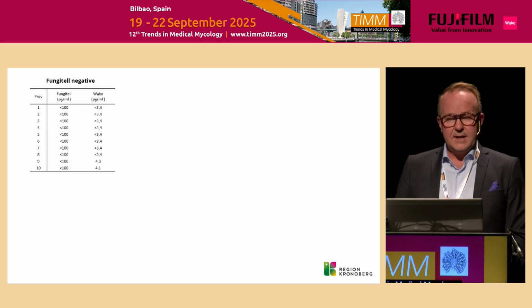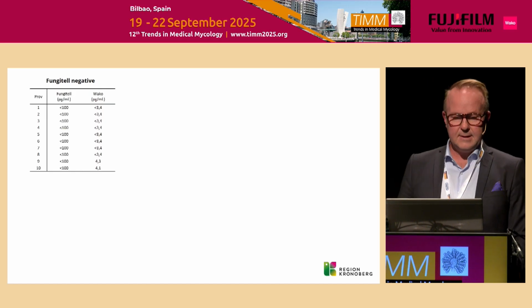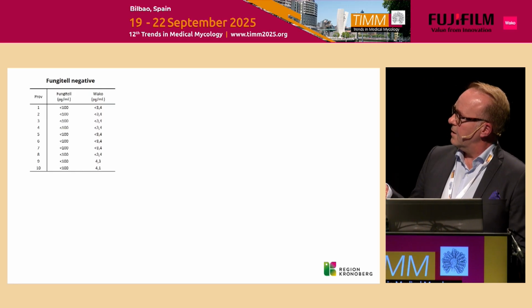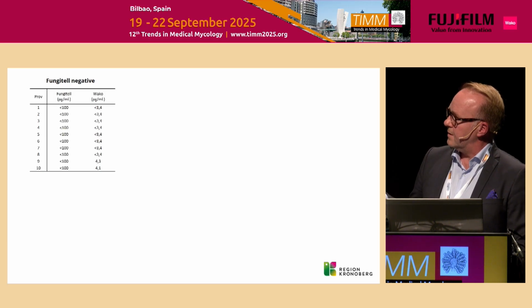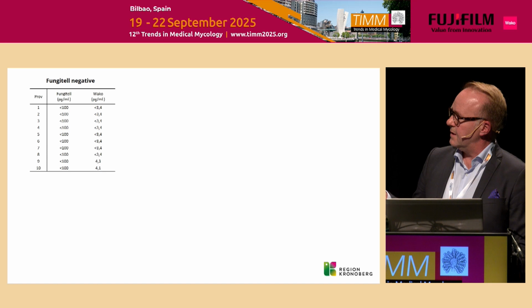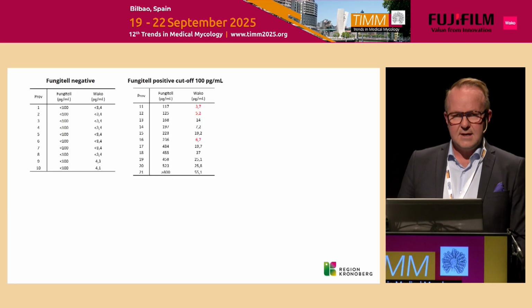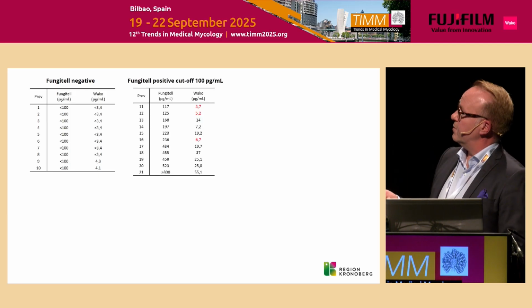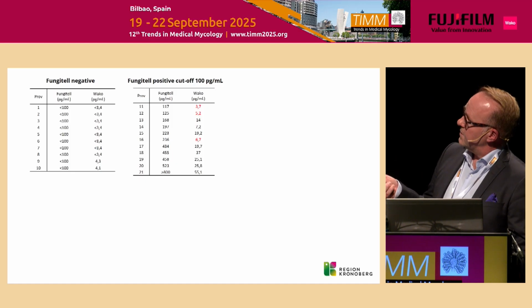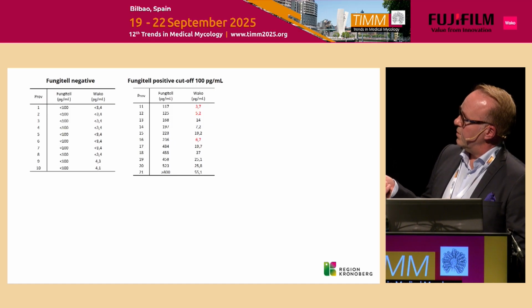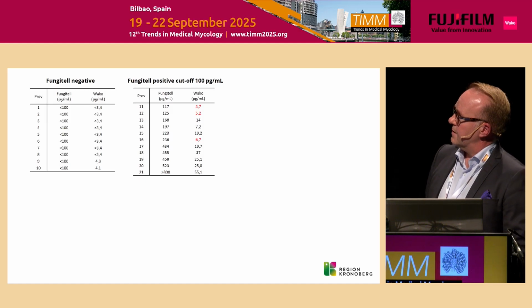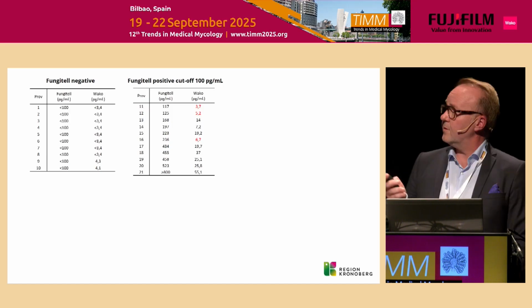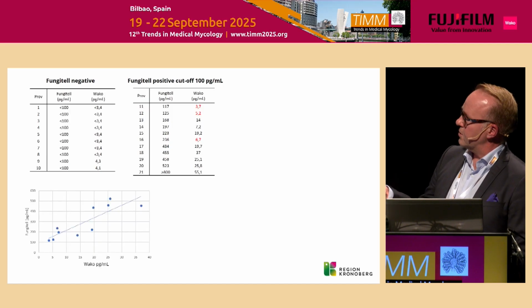First, the Fungitel negative samples, 10 of them: all negative in Fungitel, all negative in WACO, 2 of them, though, with measurable levels of beta-D-glucan, although below the cutoff of 7. Then we had 11 samples which were positive in Fungitel when they used the 100 cutoff. You see all these also positive, with measurable values in WACO, but 3 of them, the red ones, below the cutoff of 7.